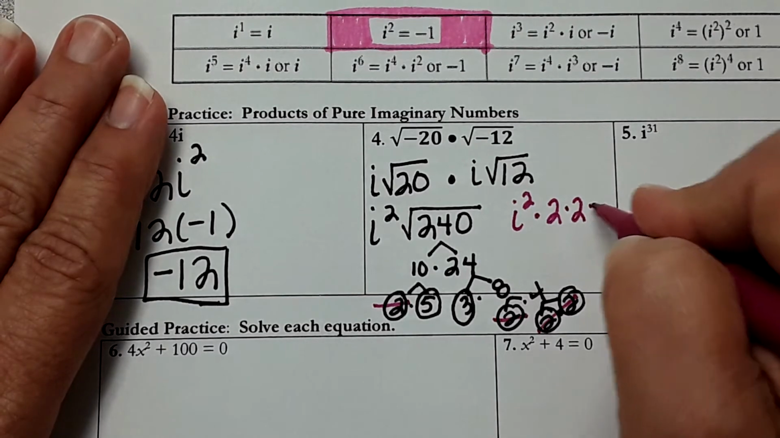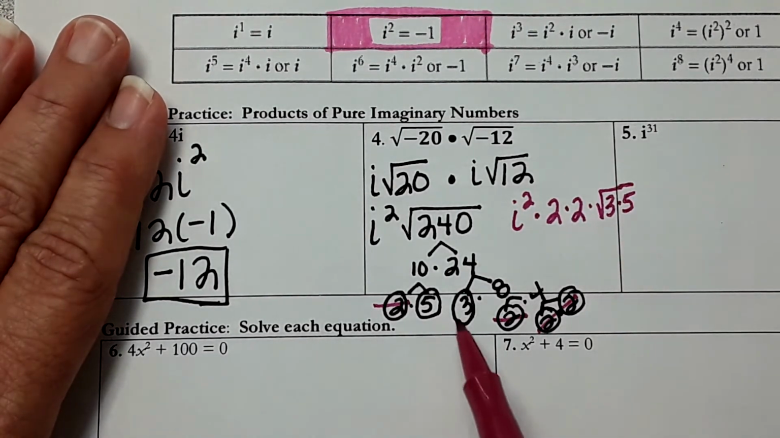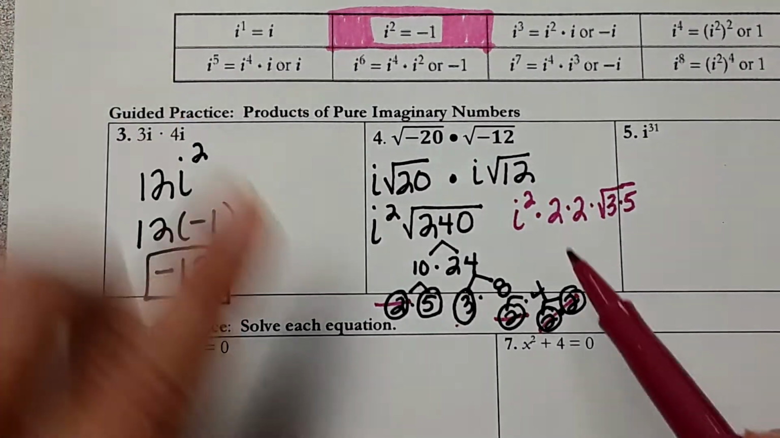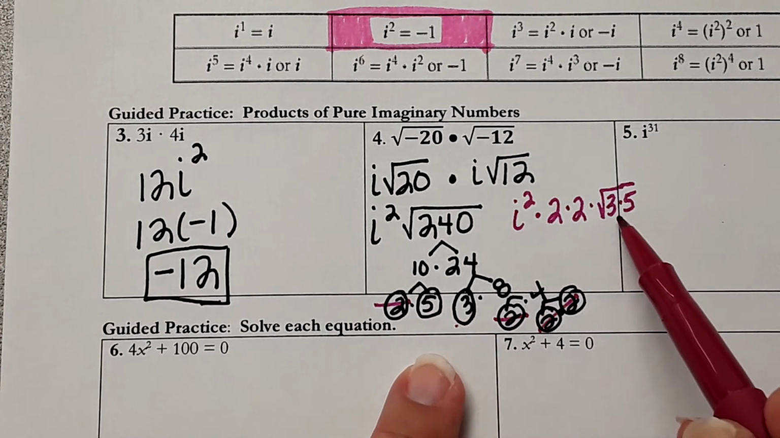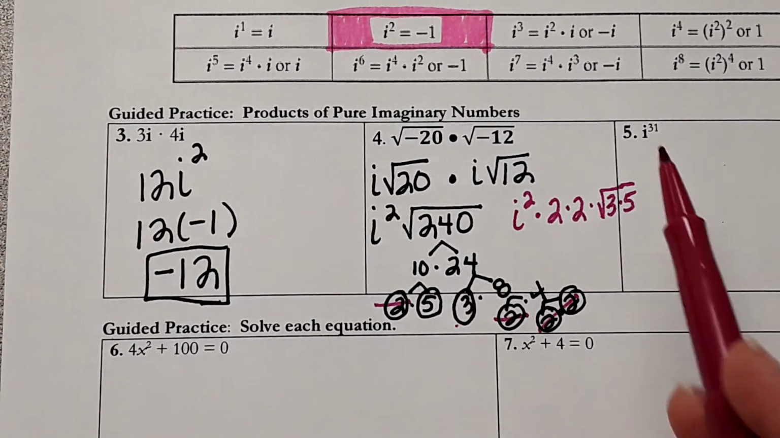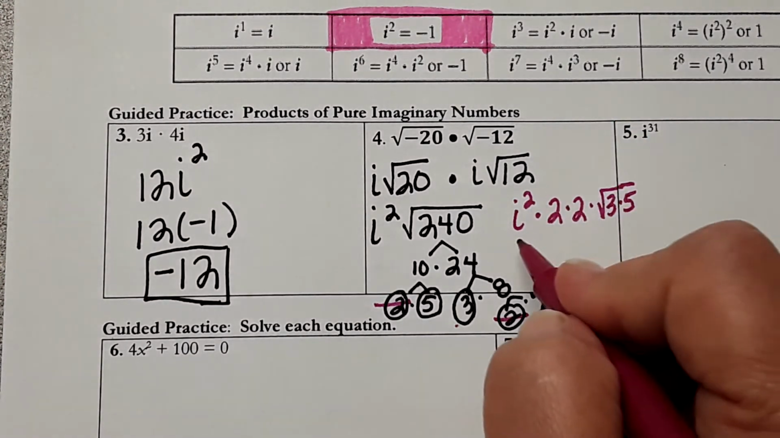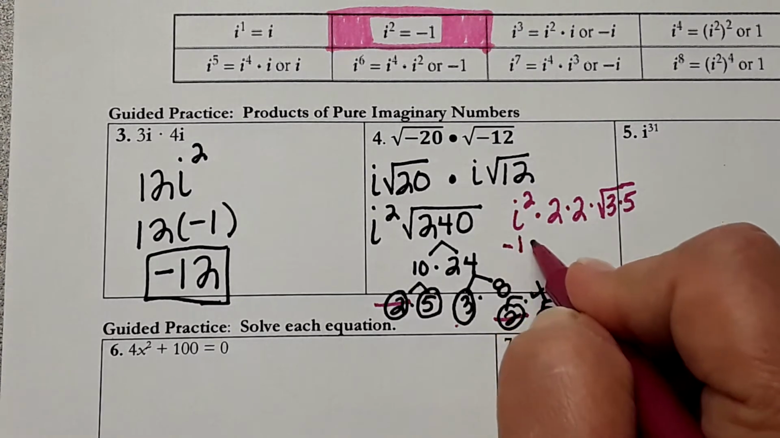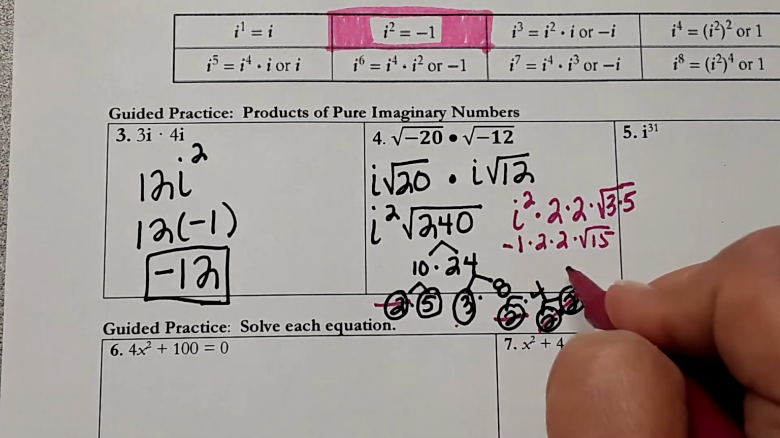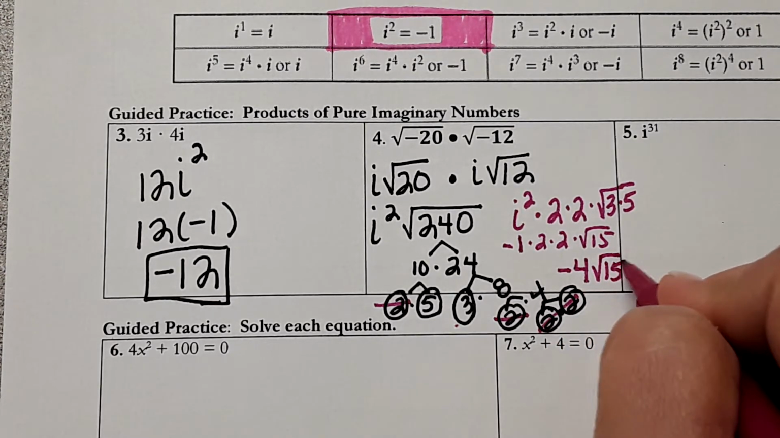And then I have the square root of 3 times 5, because 3 and 5 are the two numbers that are left circled that I didn't use. So again, 3 and 5 are left circled. That's why they're inside. They don't have a match. I can't wear those. Now, i squared becomes -1 times 2 times 2 times the square root of 15. So your final answer is -4 square root of 15.